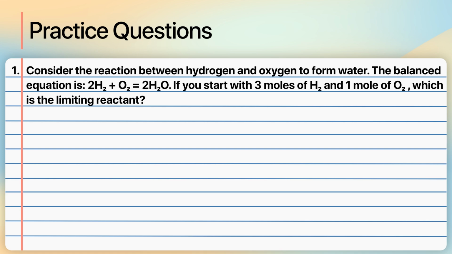First, let's identify the mole ratio from the balanced equation. The ratio of H2 to O2 is 2:1. Next, calculate how many moles of O2 are required for the given amount of H2.